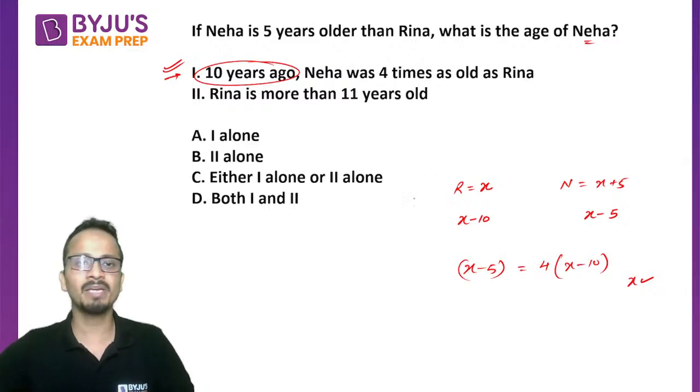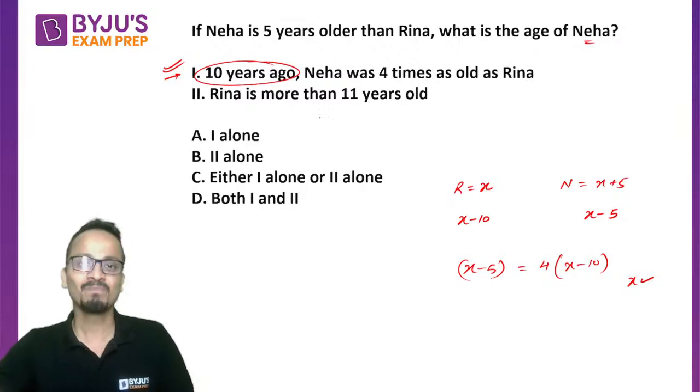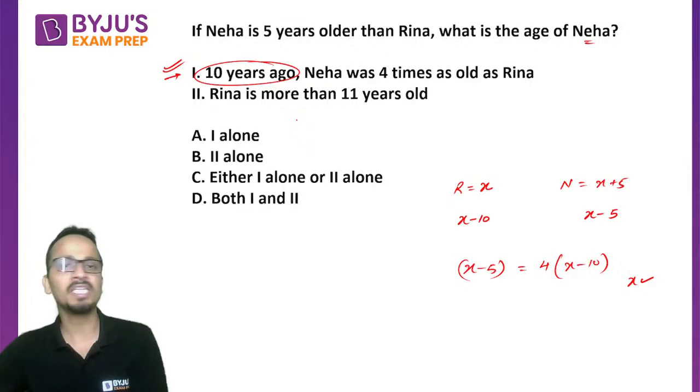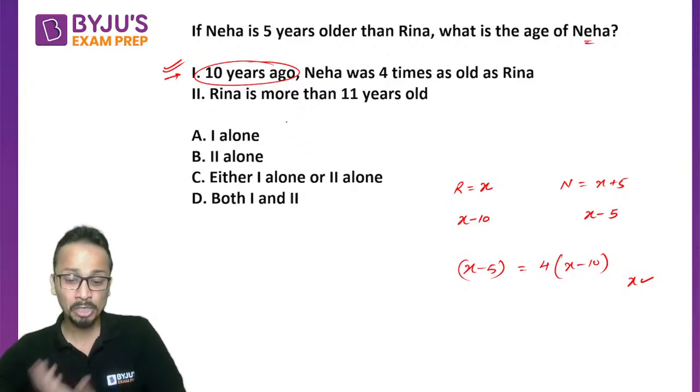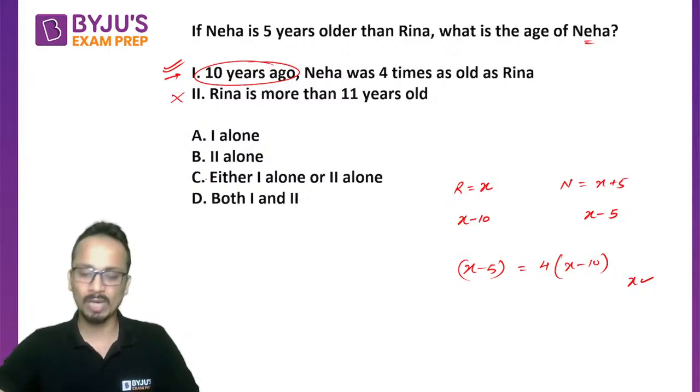Now check statement number 2. Statement number 2 says Reena is more than 11 years old. So Reena's age is more than 11 years. That does not help us in any way. Reena 12 की भी हो सकती है, 13 की भी हो सकती है, 14 की भी हो सकती है. So if I look at statement number 2 alone, it is not sufficient to answer the question.